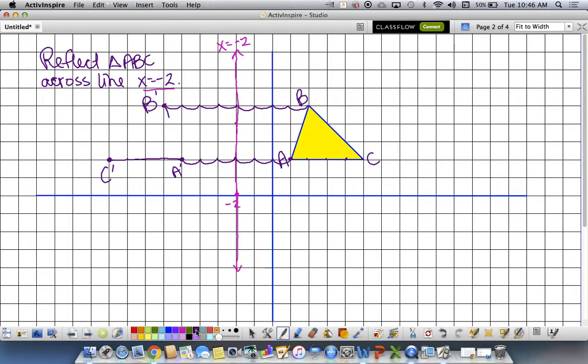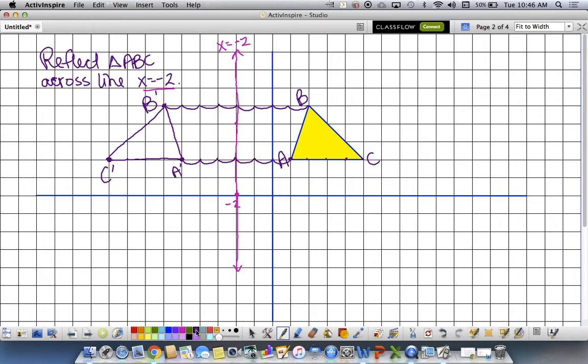Okay? Then I would draw my triangle, A prime, B prime, and C prime. Okay? Does that make sense? We're reflecting across a line. We could reflect across the x-axis or the y-axis. That would be okay too.